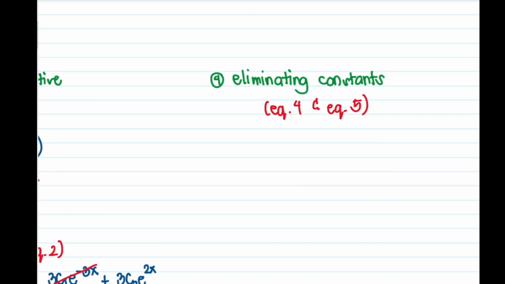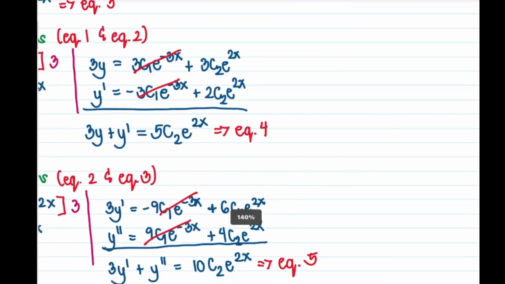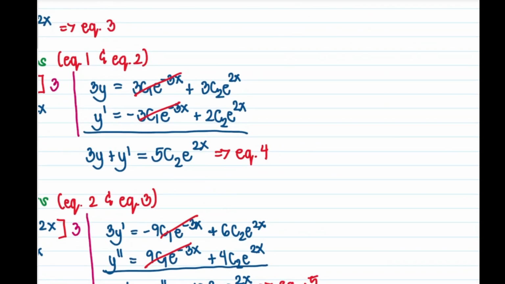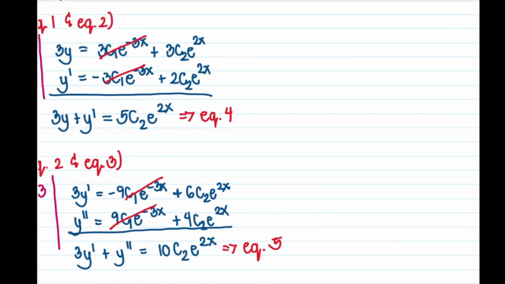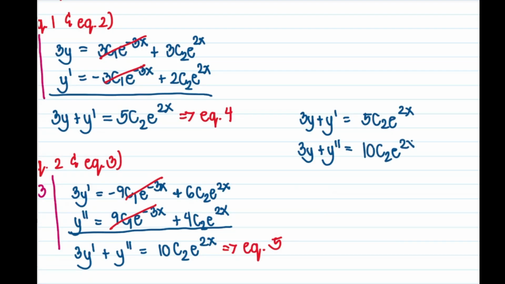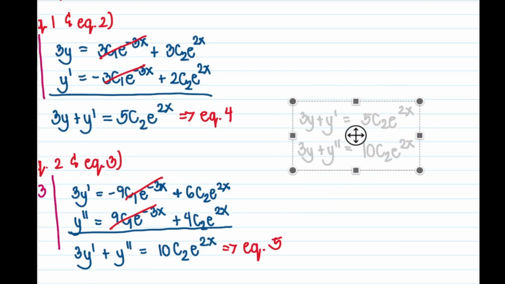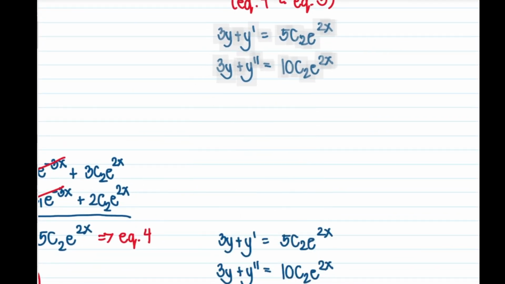Okay, so let us eliminate constants for equation 4 and equation 5. So that one will be this one. So let me copy here first and move it upward. So 3y plus y prime is equivalent to 5c2 e raised to 2x. And the other one is 3y minus y double prime, sorry, y double prime equivalent to 10c2 e raised to 2x. So let me drag this to this one.